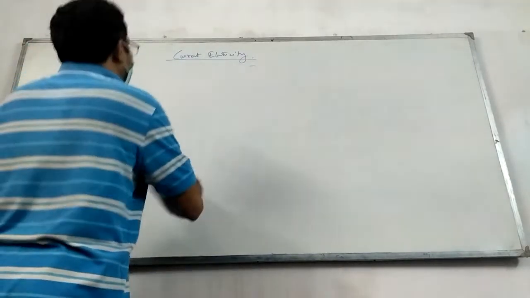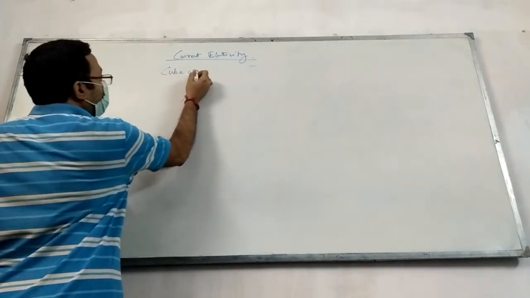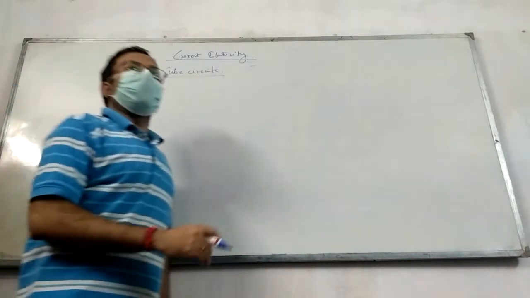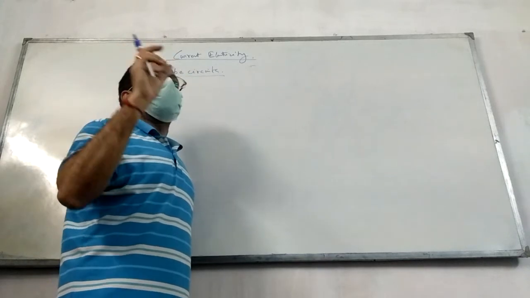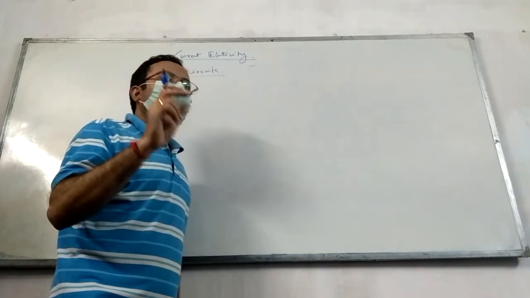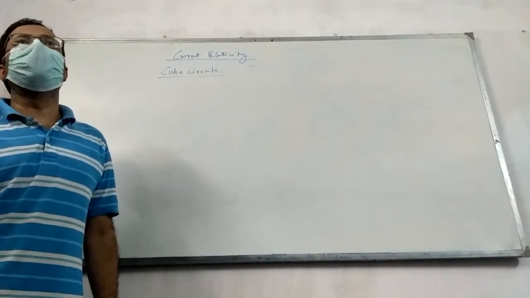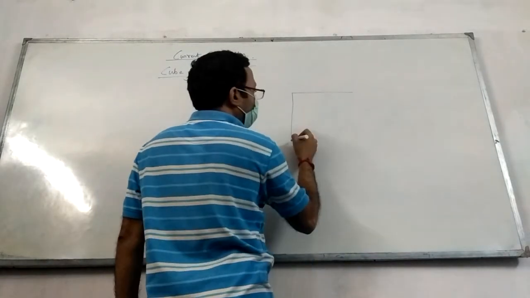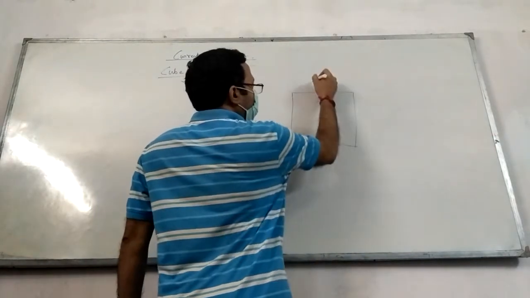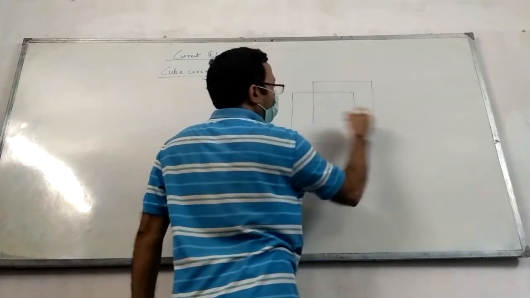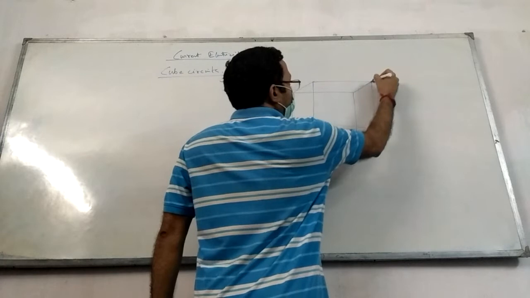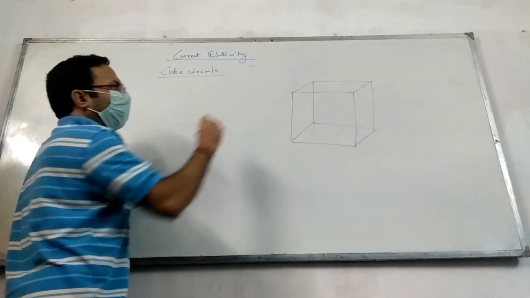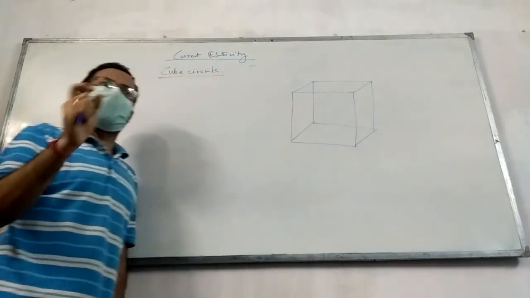Okay, the next types are cube circuits. So what are cube circuits? Cube circuits are where we are considering an empty cube where the edges of the cube are made up of equal value of resistors. Okay, so this is a cube, and all the arms of the cube have the same value of resistor.